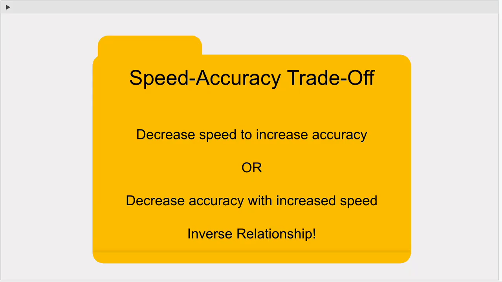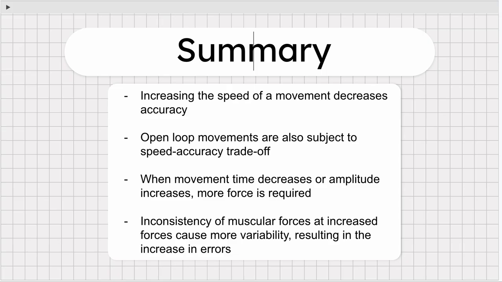The speed accuracy trade-off is similar. We can decrease speed to increase the accuracy, or if we increase the speed, we will see decreased accuracy. So we see an inverse relationship between speed and accuracy in these scenarios. A summary: increasing speed of a movement decreases accuracy, like I mentioned, and increasing accuracy would come with decreased speed.